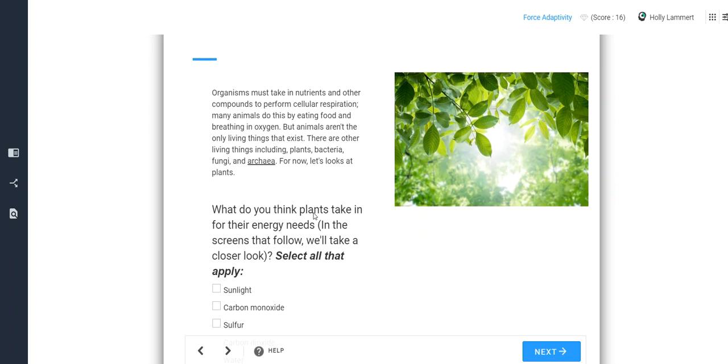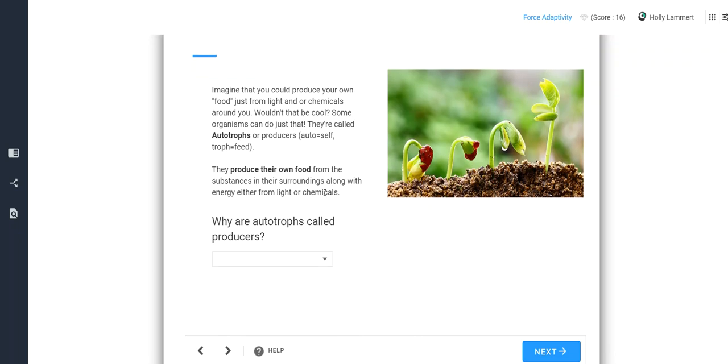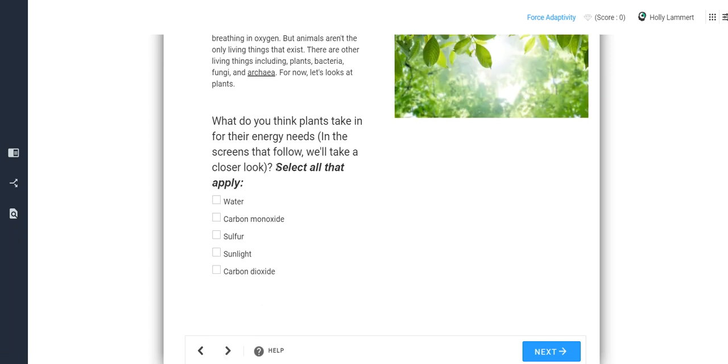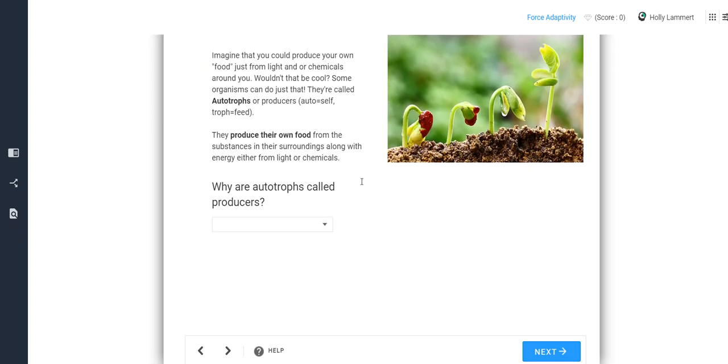What do you think plants take in for their energy needs? Sunlight, carbon dioxide, and water. It's not quite right. Okay, maybe not water. They do use water. I don't know why that wasn't right. Let's take a look back. What do you think plants take in for their energy needs? Water, sunlight, and carbon dioxide. Okay, I'm not quite sure why that's not right. But I did not write this program. We're just walking through it, so let's learn together.